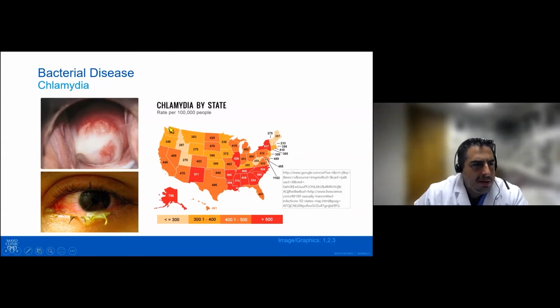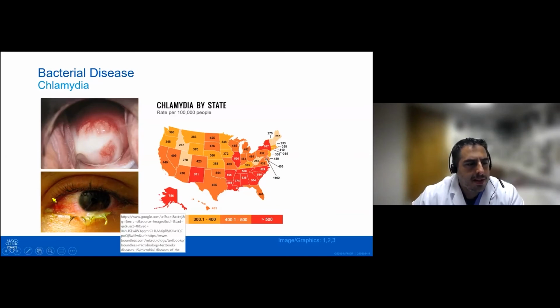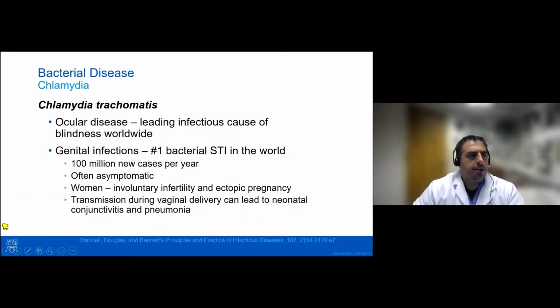What you'll often see is a purulent cervicitis, and it can also cause inflammation, conjunctivitis as well. The cause of chlamydia is Chlamydia trachomatis. Again, it's the leading infectious cause of blindness worldwide. This is why newborns at delivery will get an antibiotic ointment to their eyes to prevent ocular chlamydia and thankfully prevent blindness.